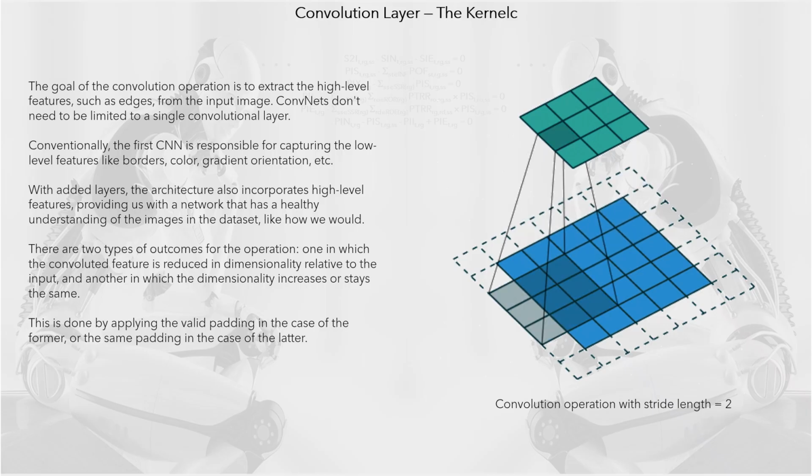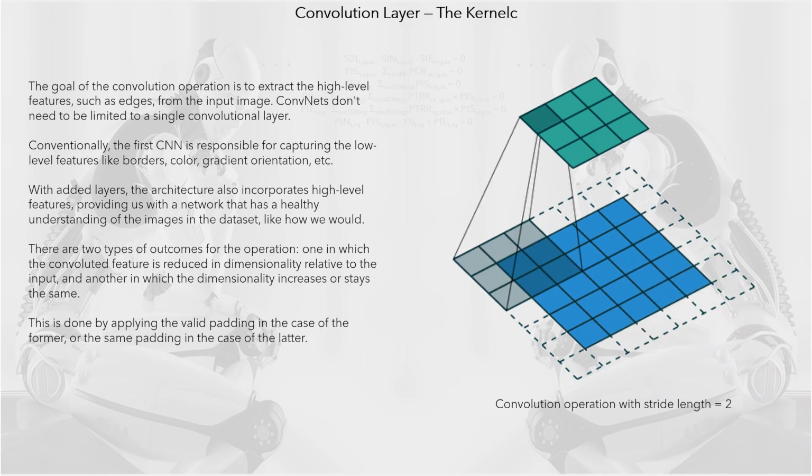ConvNets don't need to be limited to a single convolutional layer. Conventionally, the first convolutional layer is responsible for capturing the low-level features like borders, color, gradient orientation, etc. With added layers, the architecture also incorporates high-level features, providing us with a network that has a healthy understanding of the images in the dataset, like how we would.